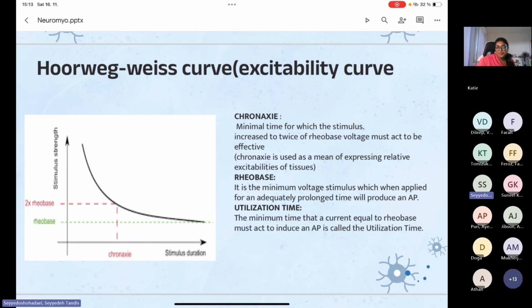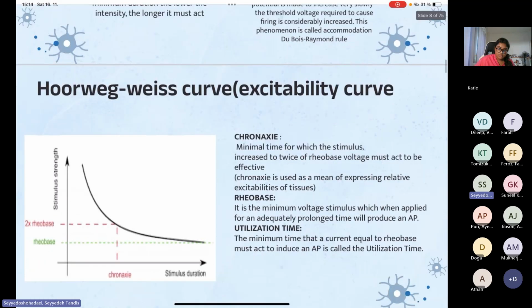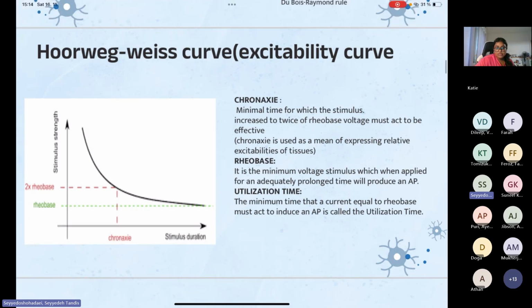First of all, I'll talk about rheobase. This graph you see is basically telling the relation between the stimulus strength and the duration. Rheobase is the minimum voltage that you need to cause an action potential. Chronaxie is the minimal time you need to cause an action potential, and it's basically twice as much as the rheobase. So rheobase is the minimum, but you need twice as much as that to cause a peak and cause an action potential. I hope you guys understood that. It's a bit complicated, but just know what they are and how they will affect the action potential. That's it. And try to understand the graph.